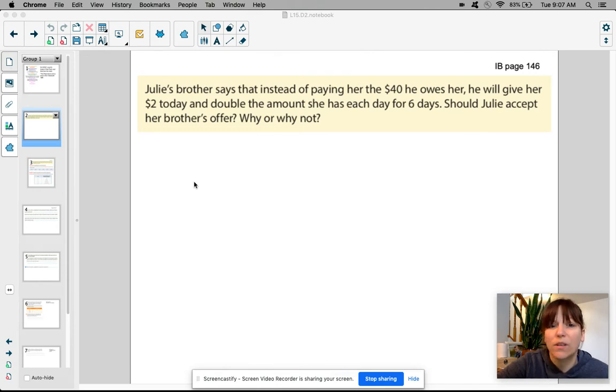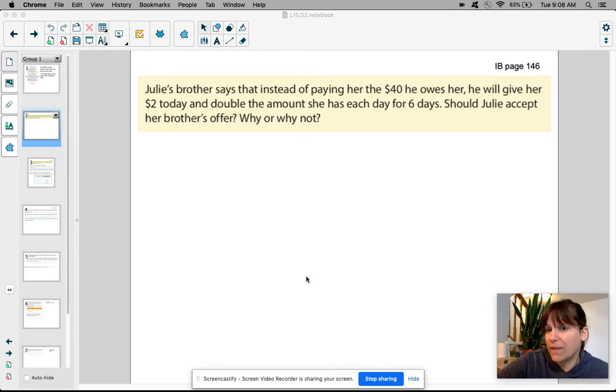So this kind of problem involves repeated multiplication, because something is going on for 6 days, and each day that goes on, the amount that Julie's brother is going to pay her is doubling. When things are doubling or tripling or quadrupling, that's a clue that we're going to be using exponents to solve this problem. Repeated multiplication has a shortcut using exponents.